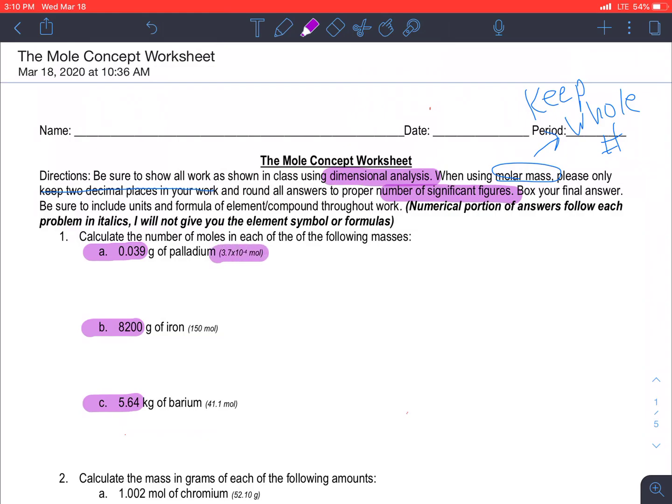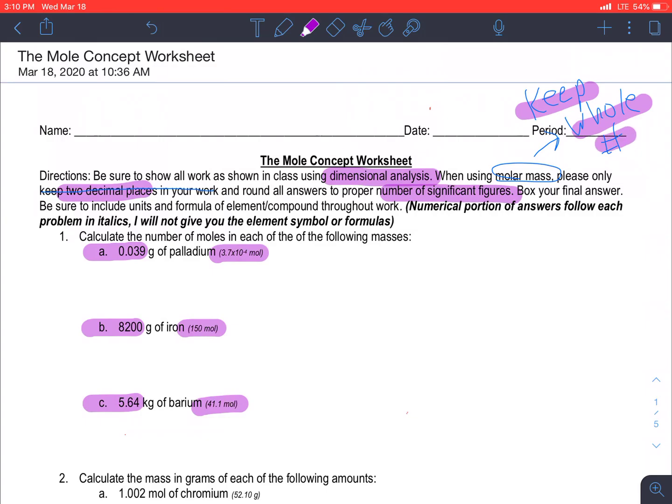Numerical portions of answers follow each in italics. So these right here are the answers to the entire worksheet, so you can quickly check yourself. Keep in mind, the answers may be off just a little bit because these numbers were calculated as if we had 2 decimal places. So you may have a slightly smaller or bigger number depending on how you rounded when we keep the whole number for our masses.